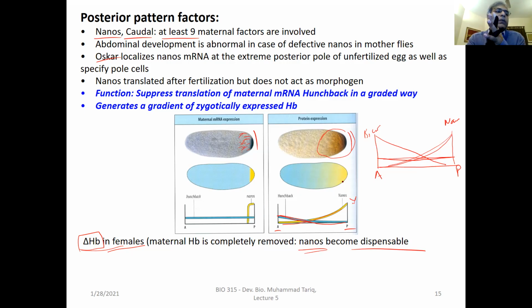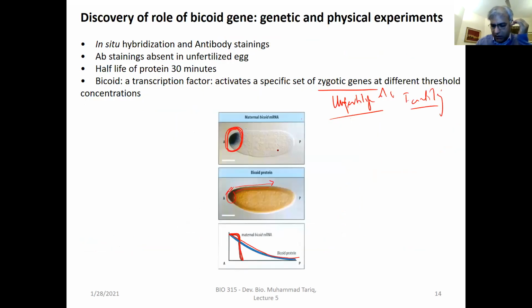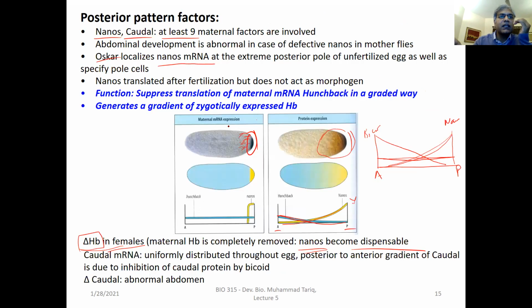Now, you must be wondering how these messenger RNAs remain localized. How? So there are other factors. For example, one is mentioned here. Oskar is a factor which localizes nanos messenger RNA just here, okay, in the unfertilized egg. Similarly, there are other factors which are responsible for maintaining bicoid messenger RNA here in the anterior side.